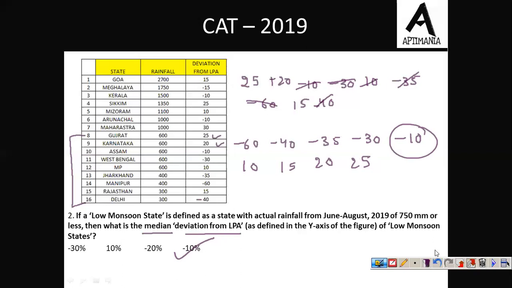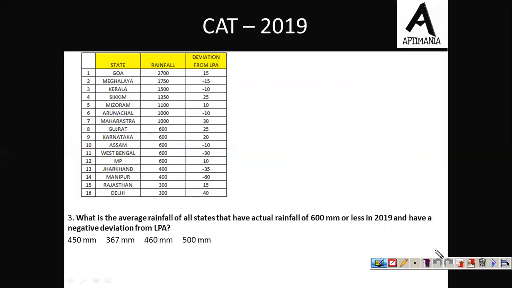Moving to the third question. The third question is, what is the average rainfall of all the states that have actual rainfall of 600 or less in 2019? 600 or less. So we need to calculate the average of these states. This is -40, and has a negative deviation from LPA. This is a positive deviation, so this will not be counted, and this will not be counted either. This is a negative deviation. This and this. So these 5 states have negative deviation.